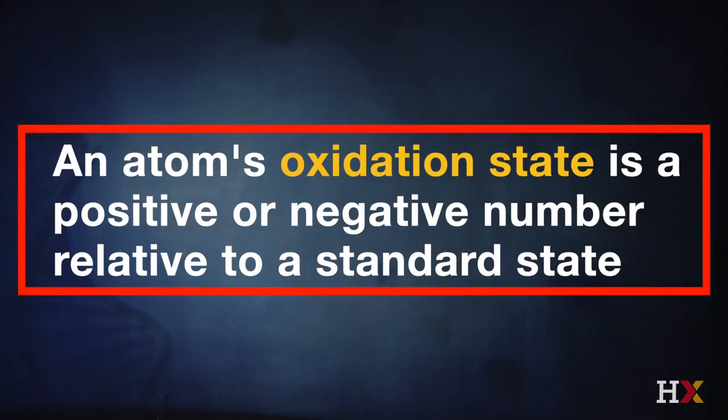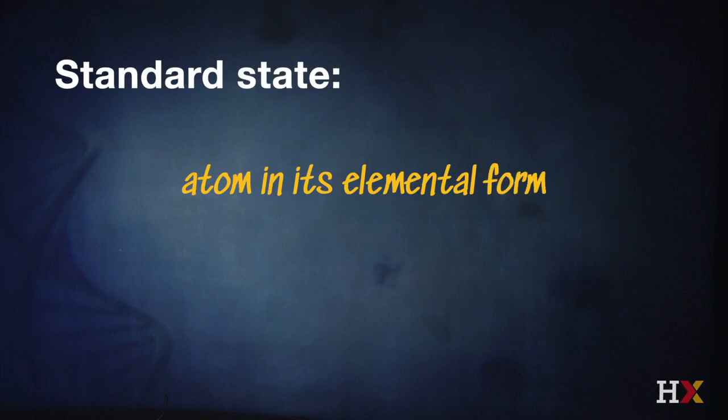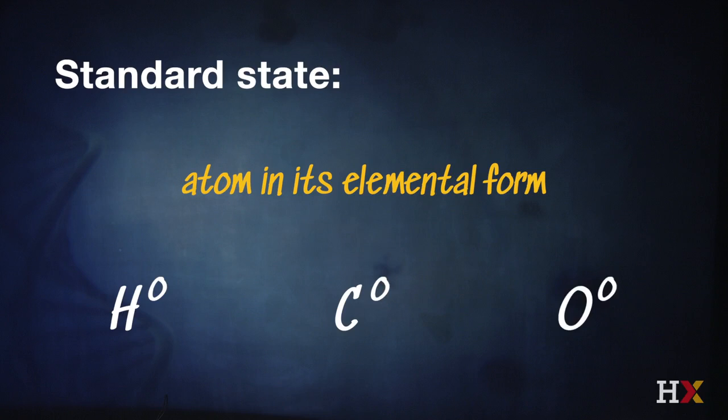Well, that means we need to know what that standard state is. But the standard state is defined as an atom in its elemental form. And what do we mean by an elemental form? That means that if I have hydrogen as a free atom, it has a standard state of 0. Its oxidation state is 0. And if I have a free carbon atom, its standard state also has an oxidation state of 0. And same with oxygen, and the same with any other case. So when we have a free atom, that defines the oxidation state of 0.